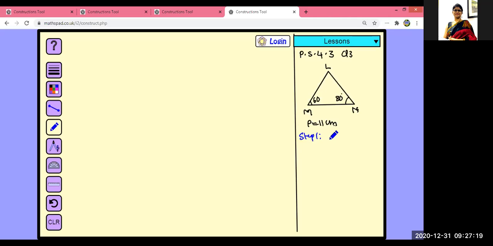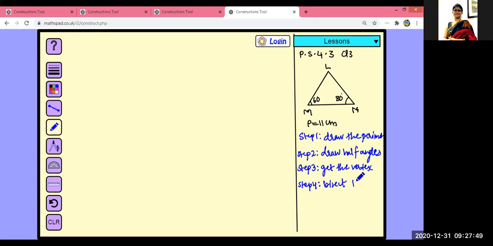So step 1, draw the perimeter. Step 2, draw half angles. Step 3, get the vertex. Step 4, bisect. Once you get the vertex, bisect the two sides.